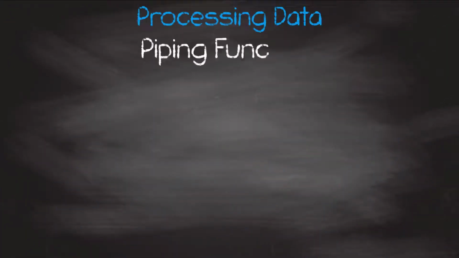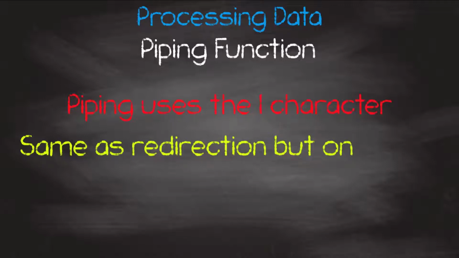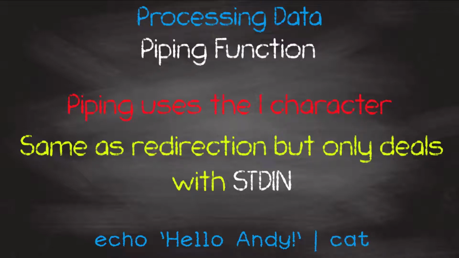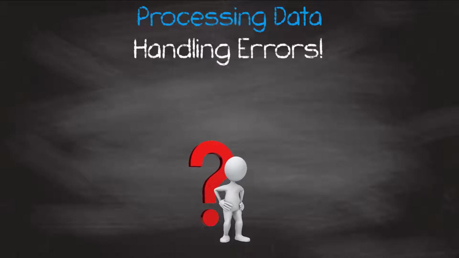You often see the piping character being used in bash. Piping uses the vertical bar character. Piping is the same as redirection, but it only deals with standard in, stdin. We will be using the piping character later in our working example, so don't forget it. The example on the screen pipes "Hello Andy" into the cat command. Putting it simply, if you put this vertical bar after a command, it will pass the message on to the next.